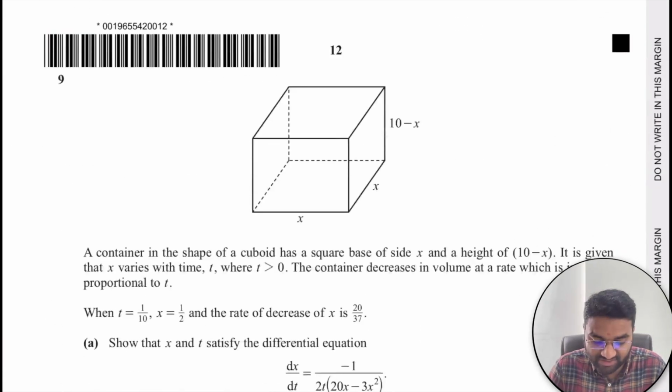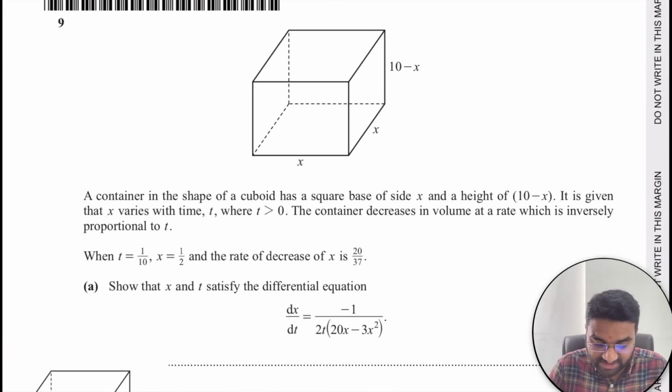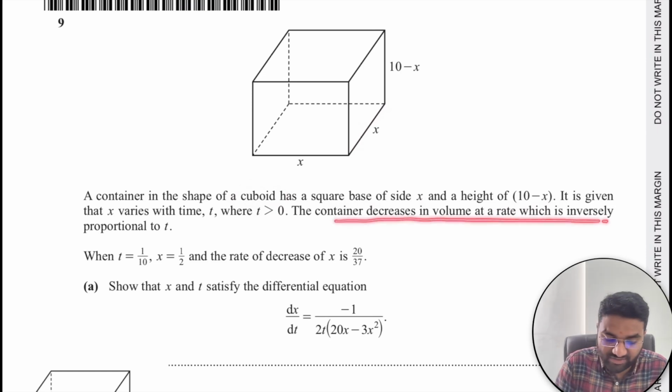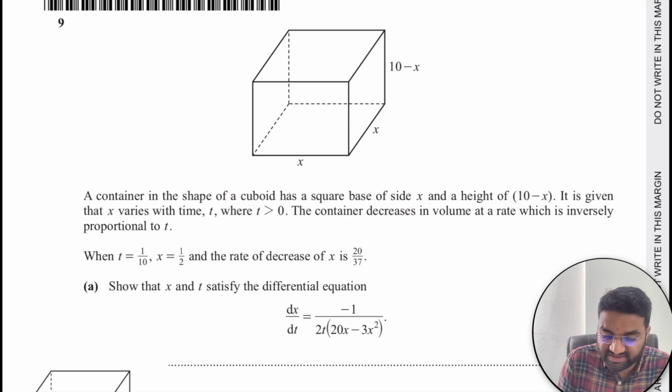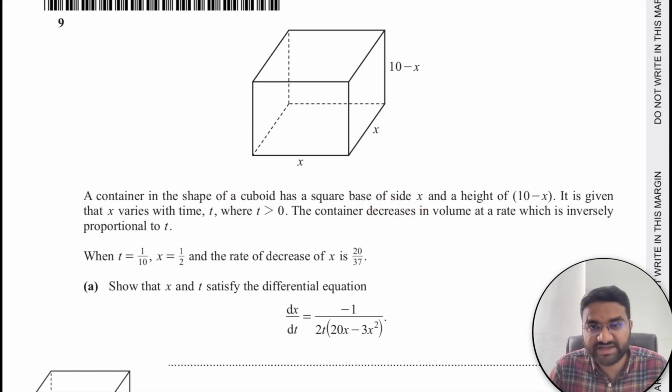So we'll start with the question. Here we have a question that says the container is in the shape of a cuboid and has a square base of side x. Height is 10 minus x, and it is given that x varies with the time t greater than 0. The container decreases in volume at a rate inversely proportional to t. I hope you have gone through the theory part of differential equations. When it says decreases, we have to take the negative value.